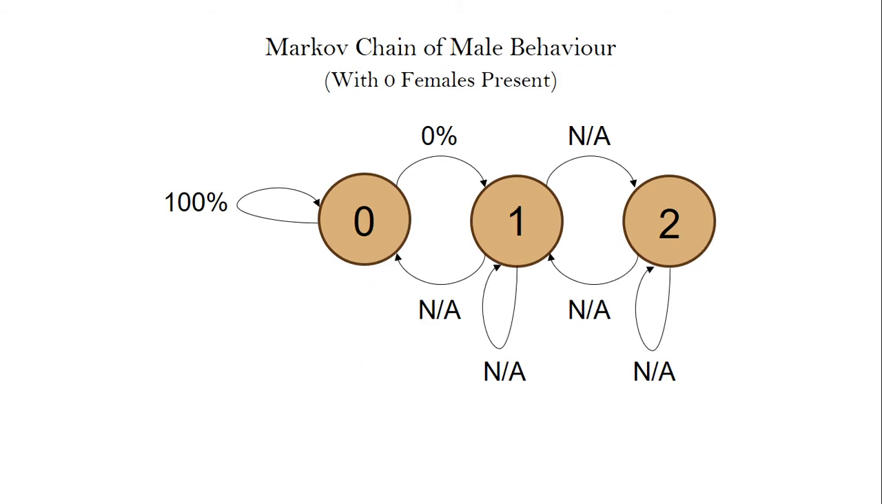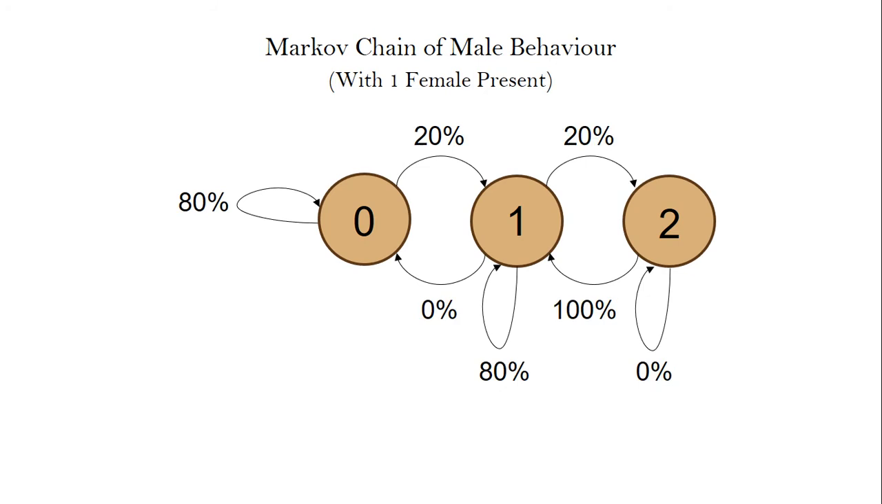This Markov chain is the first of 5 that models male deer behavior with different number of females present. In this case, with 0 females present, a male deer was never observed. With 1 female present, the probability of seeing a male greatly increases. However, if one male is present and another male arrives, the probability that one male leaves is very high.